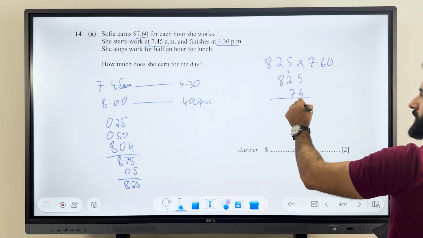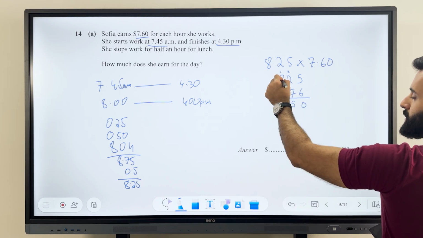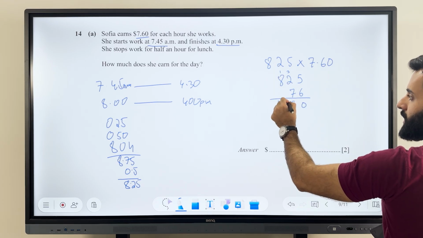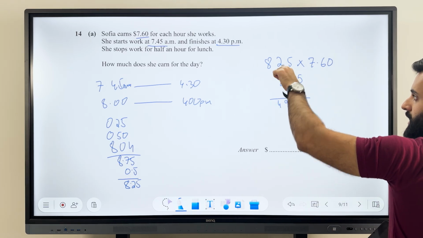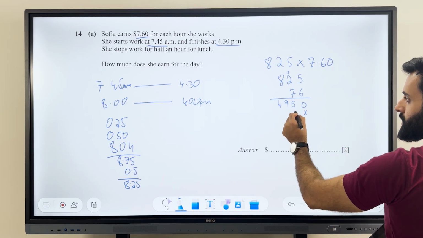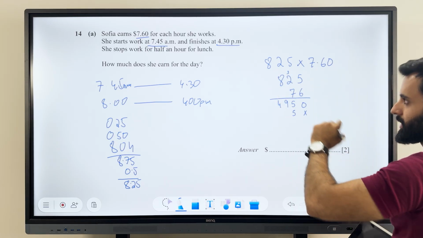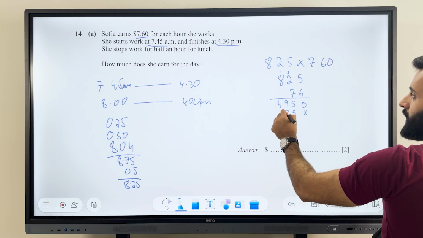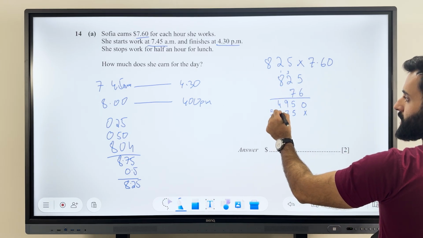So 5 times 6 is 30, 6 times 2 is 12, 12 plus 3 is 15, 6 times 8 is 48, 48 plus 1 is 49. We put a cross here. Let's ignore the numbers that we carried. 7 times 5 is 35, 7 times 2 is 14, 14 plus 3, that's 17. 7 times 8 is 56, 56 plus 1, that is 57.